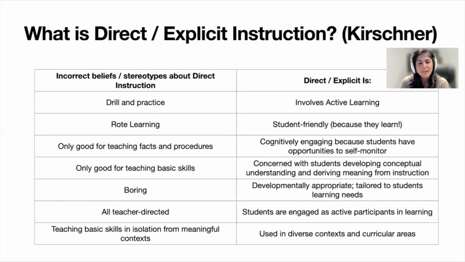So here, what we have in front of us is an amazing summary that Paul Kirschner himself created. I think it was one of the presentations, and we were lucky enough to see that particular tweet, and we've been using it ever since, with all credit to Paul. He lists here some of the incorrect beliefs or stereotypes, I should say, of direct/explicit instruction versus what it really is. So let's look at them.